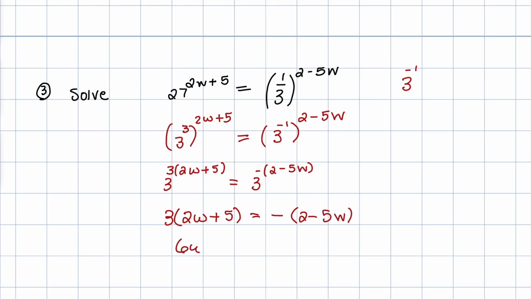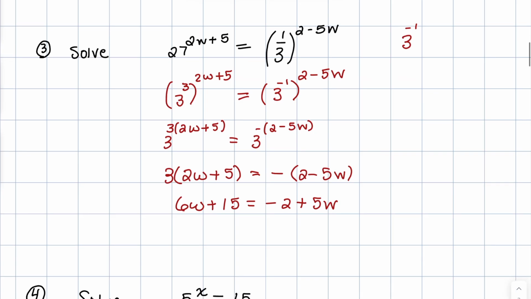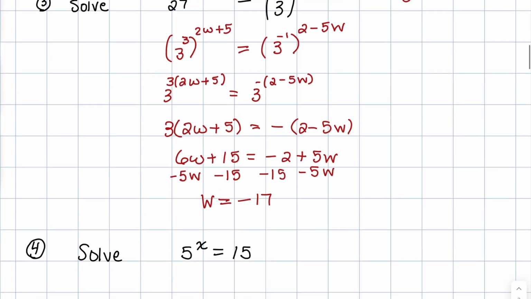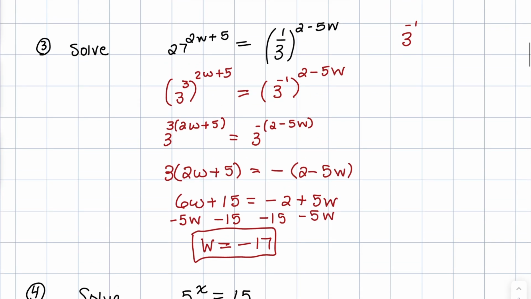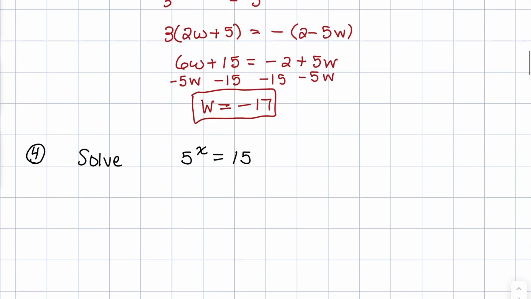So I get 6w plus 15 equals negative 2 plus 5w. Now I can start to solve. Minus 5w, minus 5w, minus 15, minus 15. W equals negative 17. Okay, so I get w equals negative 17, and we can check that. It will work, and that's going to be the answer. So again, you have to be really careful, and these are tedious, and it's easy to make a mistake.